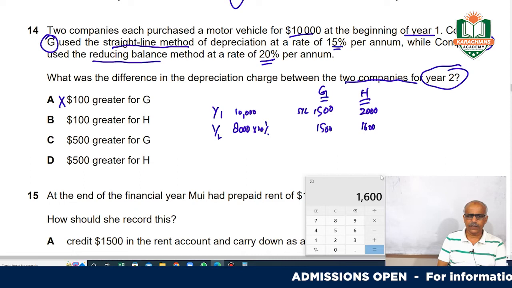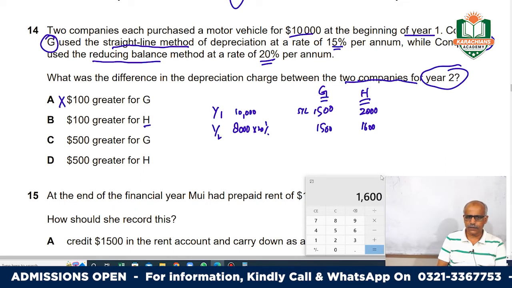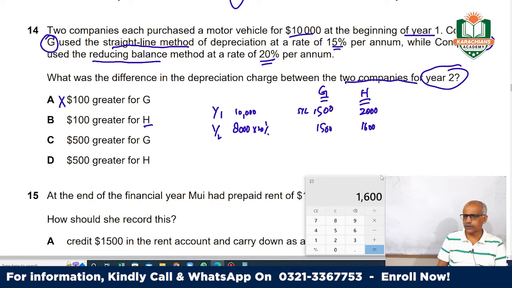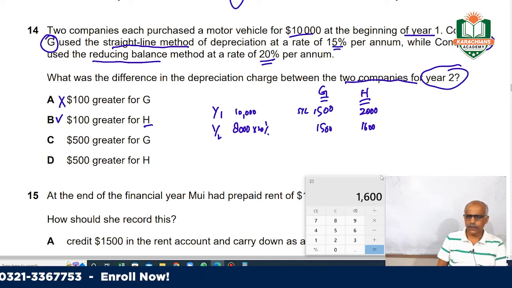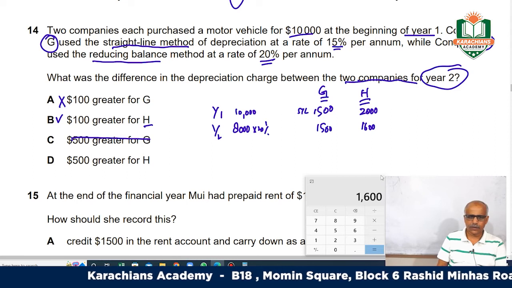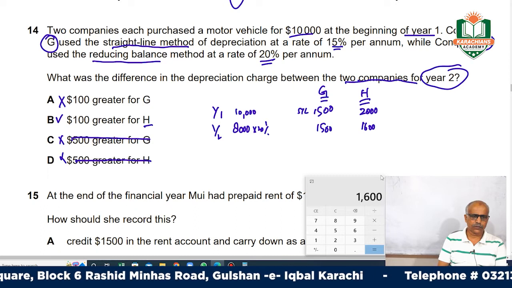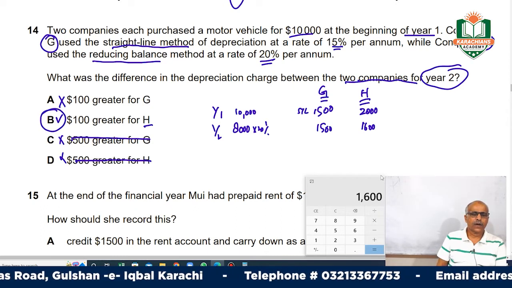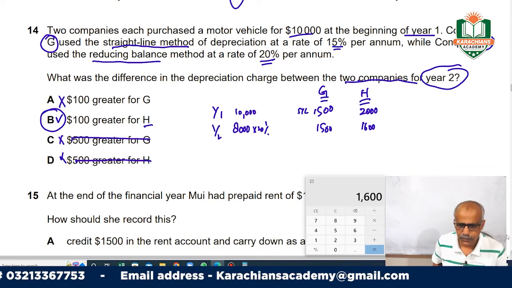$100 greater for H? Yes, H is 100 greater than G, so this seems correct. As for 500, there is a difference of 100, so 500 is inapplicable. Both of the others are also wrong. The correct answer is option B. Move on to the next question.